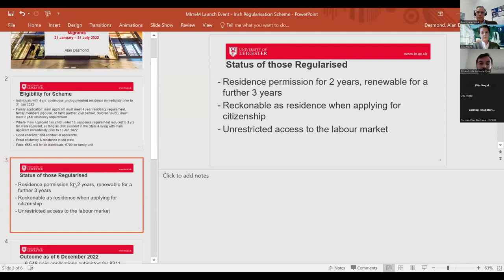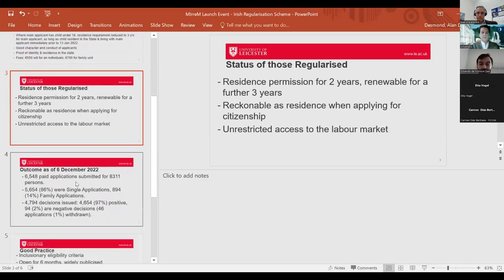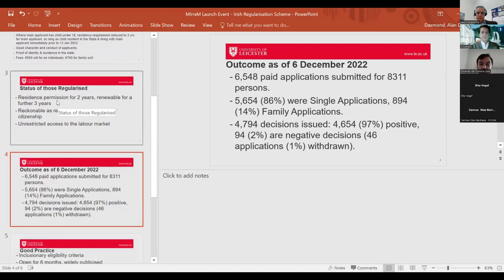So in terms of the content of the regularization status for those who were successful under the scheme, they were given a residence permission initially for 2 years, which could be renewable subject to continuing good character, good conduct for a further 3 years. Crucially, this residence is reckonable for applications for citizenship via naturalization. And another important feature of the status granted to successful applicants was unrestricted access to the labor market, so no need for an employment permit, for example. So the outcome of the scheme, this is quite raw data that was just provided last week in the Irish Parliament by the Minister for Justice.